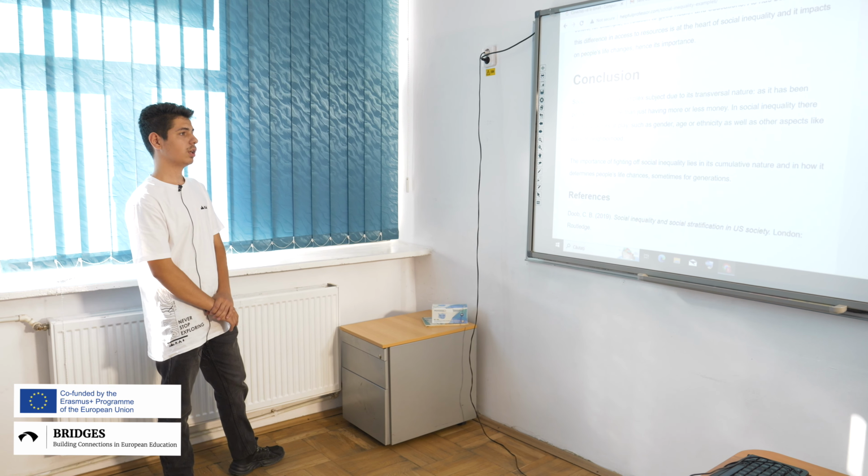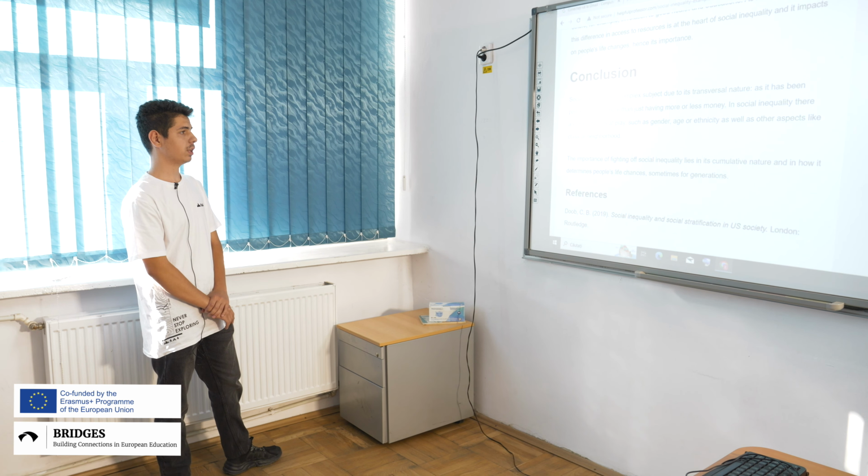Conclusion. Social inequality is a complex subject due to its transversal nature. As it has been pointed out, it is more than just having more or less money. In social inequality, there are many factors at play, such as gender, age, or ethnicity, as well as other aspects like class or neighborhood. The importance of fighting social inequality lies in its cumulative nature and in how it determines people's life chances, sometimes for generations.